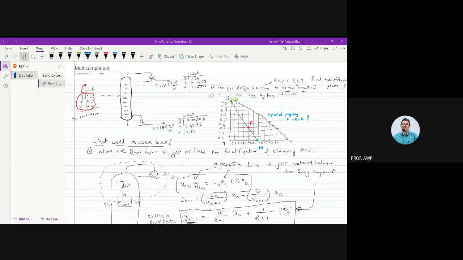Constant relative volatility means you are assuming constant volatility across the whole column. Yes, sir. But the constant value of relative volatility can be 1. Then it's an azeotrope. Then nothing will happen. No separation will happen. Do you agree? Do you disagree? Yes, sir. I agree. So what is the simplest thermodynamic model, Vaibhav, that you have come across?